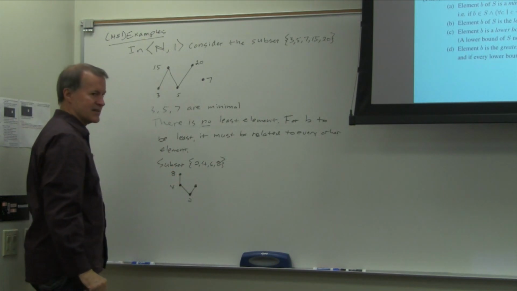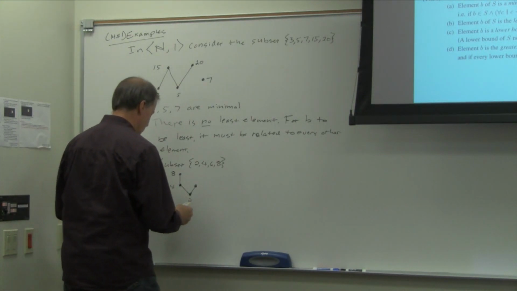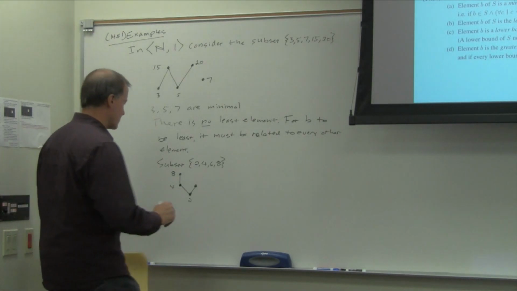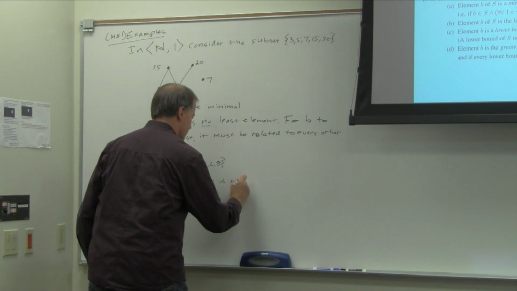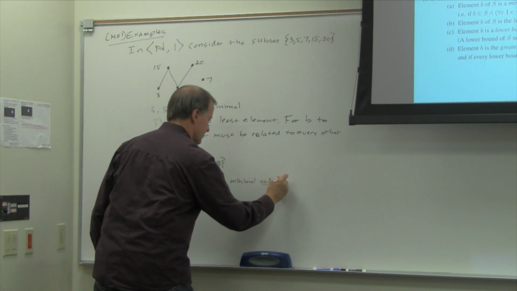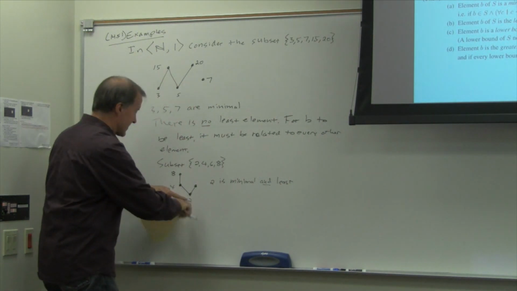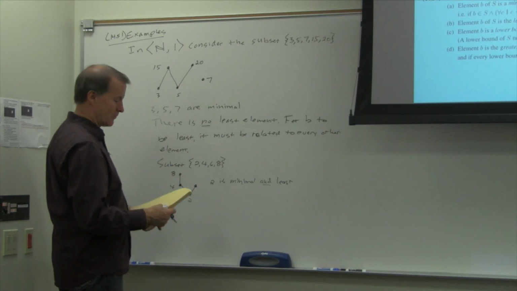Okay, now in this example, what would, 2. Yeah, so 2 is least. Okay, 2, and what about minimal? Also 2. Yes, so 2 is minimal and least. It's minimal because there's nothing that's less than it, and it's least because it's related to every other one.